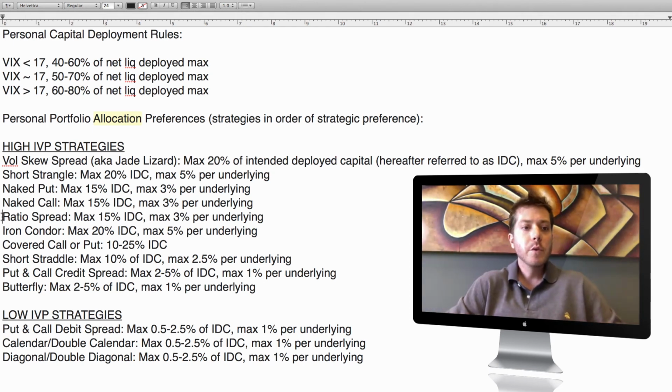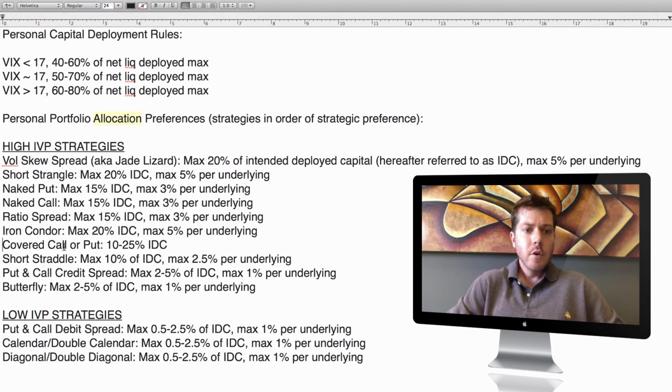You just have whatever ratio you want to do. Max 15% here on the intended deployed capital, max 3% per underlying. Iron Condor, max 20%, and max 5% per underlying. So I'll go up a little bit more here because you do have defined risk on the spreads.